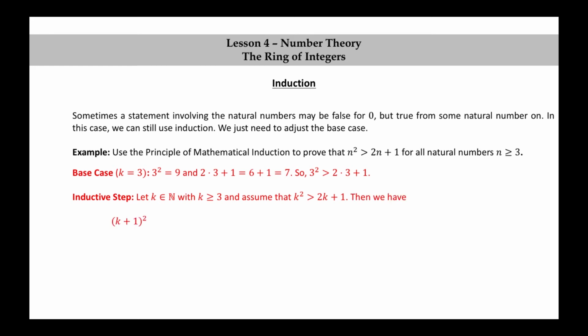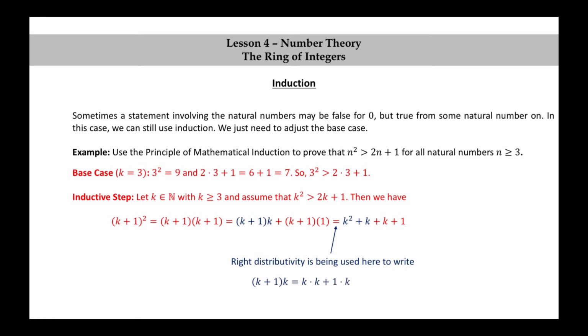Then we have (k plus 1) squared is equal to (k plus 1) times (k plus 1), which is (k plus 1) times k plus (k plus 1) times 1. And here we used left distributivity. That's equal to k squared plus k plus k plus 1. We used right distributivity to rewrite (k plus 1) times k as k squared plus k.